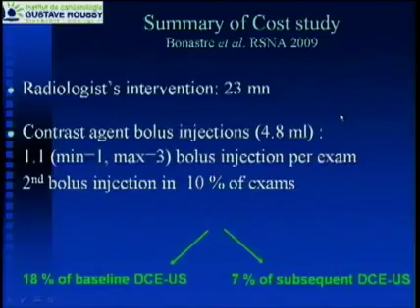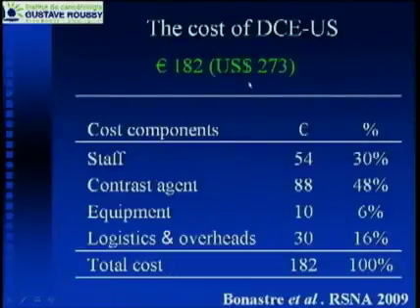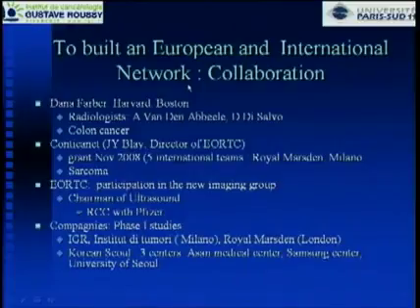Concerning the cost, it's very important in the United States, but also in Europe. The time for the radiologist is only 23 minutes. And we understand that in 20% of the cases, we inject twice vial at baseline. It's very important to have a very nice acquisition at baseline. And the cost, including the staff, the contrast agent, the equipment, the quantification, is $273, so it's not so much for the functional imaging, and it's 182 euro.